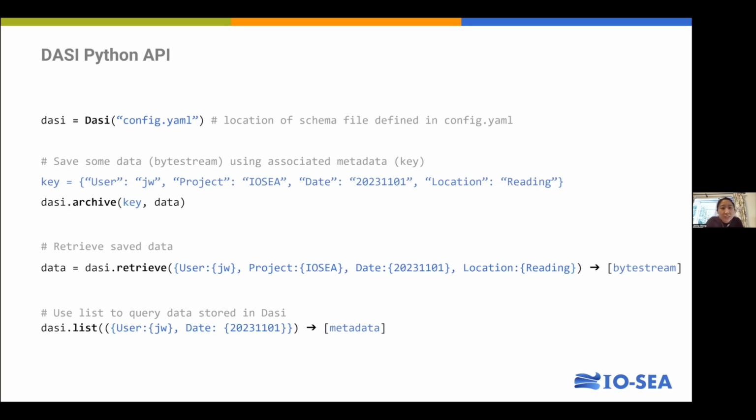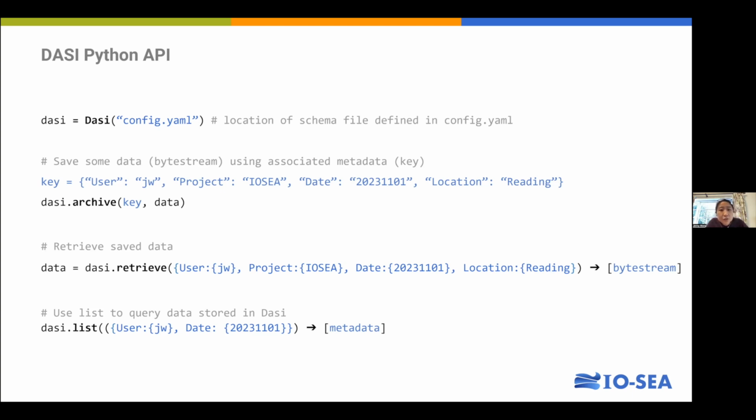The creation of a DASI object requires a configuration file, which specifies the location of the schema file that contains these different rules and the metadata keys. So that's in this top line where we create the DASI object. And then to archive data into DASI, we must first specify a set of keys and values, in the form of a Python dictionary, which is compatible with one of the rules in the schema. And then you pass this key along with the data in the form of a byte stream to dasi.archive.